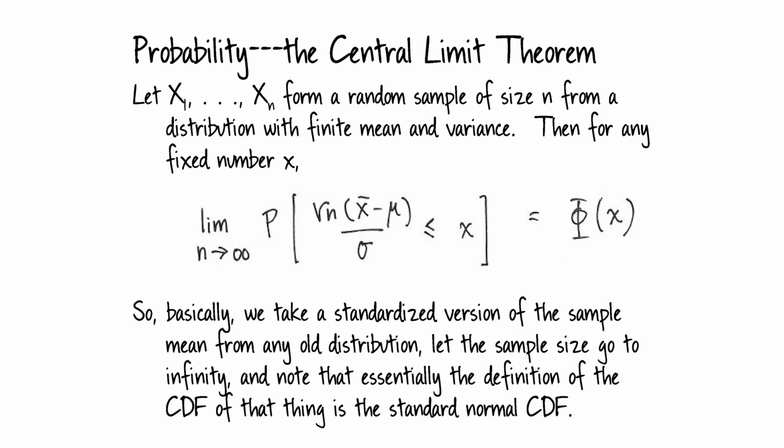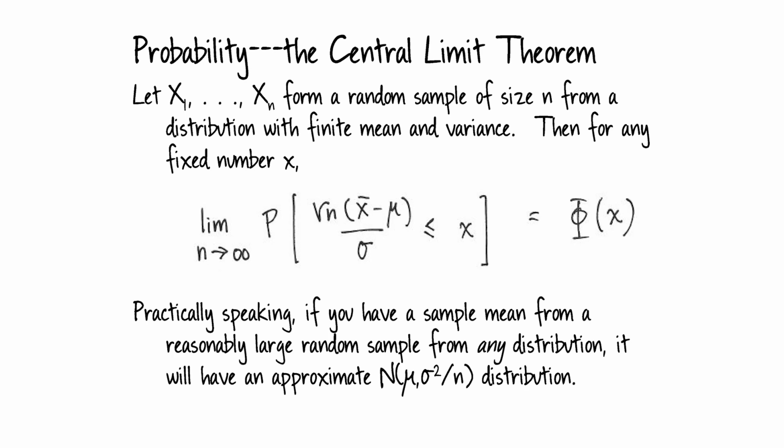So let me restate what I just said a little more eloquently. We take a standardized version of the sample mean from any old distribution, let the sample size go to infinity, and this is essentially the definition of the CDF of that random variable: the probability that that random variable is less than or equal to some value x. That CDF is equal to the standard normal CDF. So this is what the central limit theorem tells us.